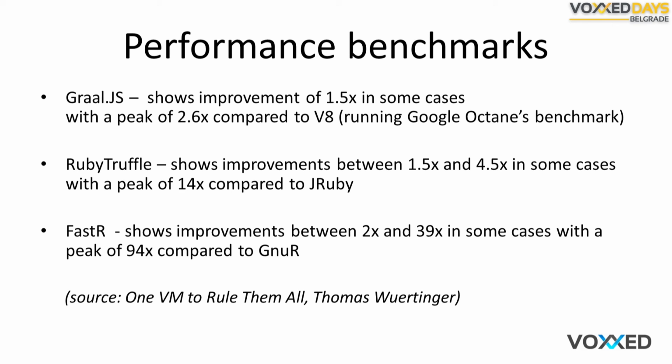JavaScript runtime at present. In worst cases, we have around 2.6 times slower execution compared to V8, which is really not that bad. For Ruby, the improvements are between 1.5 and 4.5 times compared to JRuby. But in some cases, we really have 14 times better performance for some specific cases. For FastR, since R is a language that has not been targeted for performance, we have in some cases up to 94 times performance improvement. And in the general case, it's between 2 and 39 times of improvement.